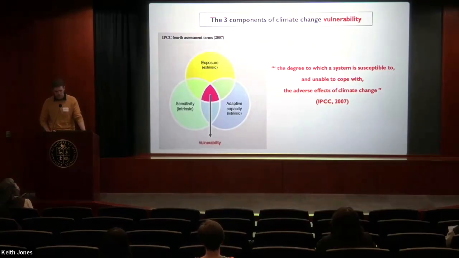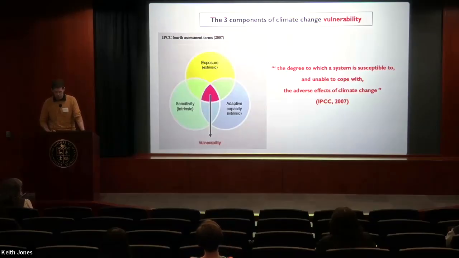The Intergovernmental Panel on Climate Change has defined vulnerability as the degree to which a system is unable to cope with the adverse effects of climate change. And it's represented as the conceptual intersection of three components: exposure, sensitivity, and adaptive capacity.